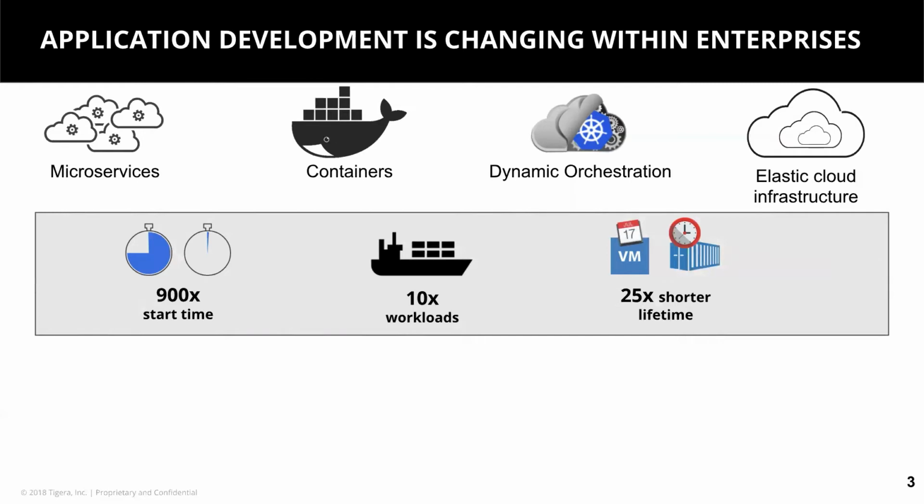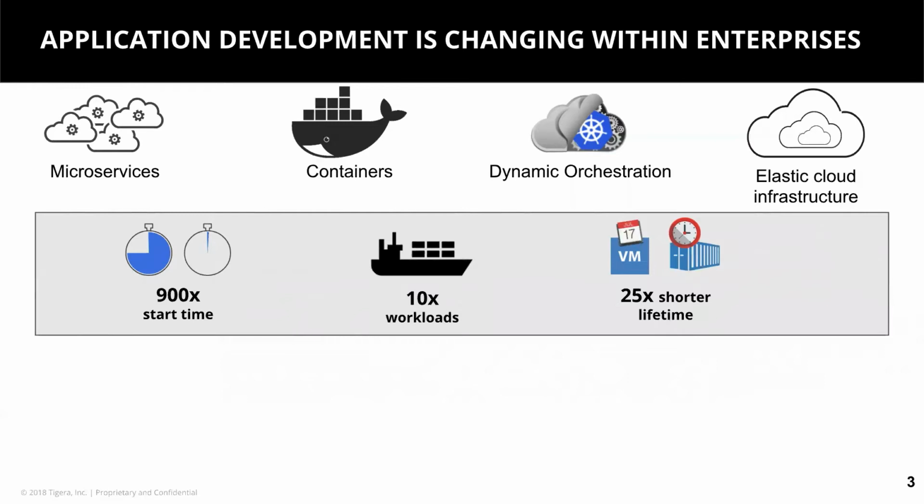With things like microservices and containers and being able to dynamically orchestrate them, what we're seeing is it's about 900 times faster to start up a container than it would be in the past to provision a virtual machine or to provision actual physical hardware in the data center. So what this means for your business is that we're seeing, on the order of 10 times more workloads being spun up and down daily within large data centers.